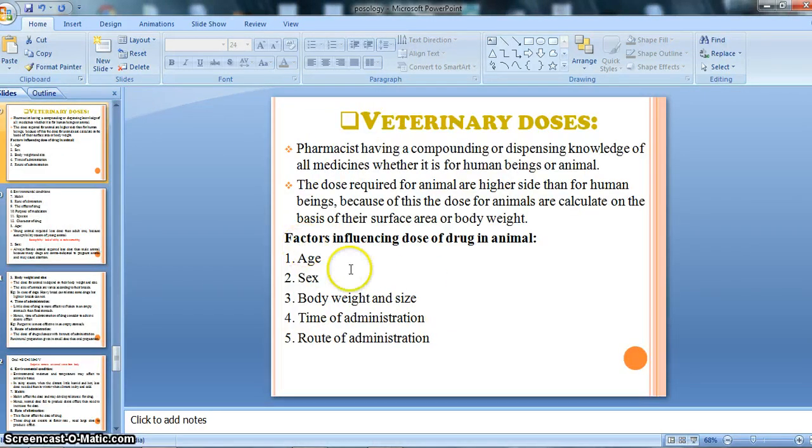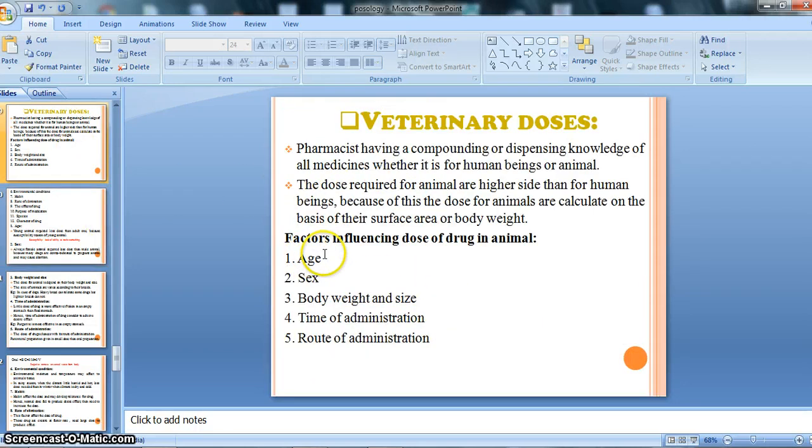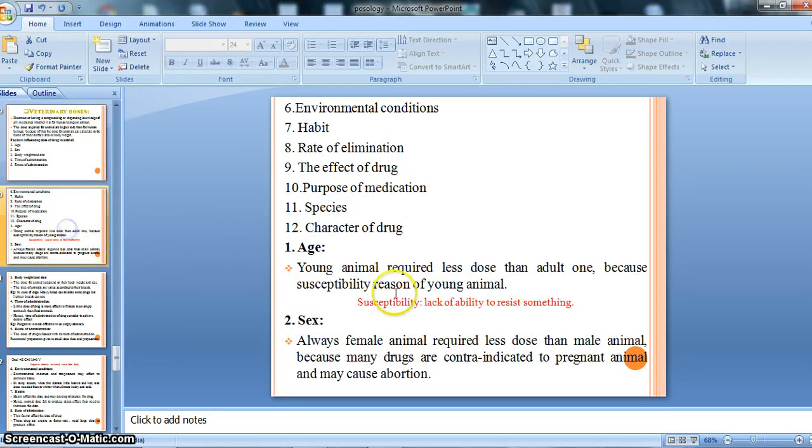Okay, so the factors influencing the doses of drugs in animals. First is age, sex, body weight and size, time of administration, route of administration, then environmental conditions, habits, rate of elimination, the effect of drugs, then purpose of medications, then species, then character of drug. Okay, so we will discuss these one by one. Let's begin. First is age.